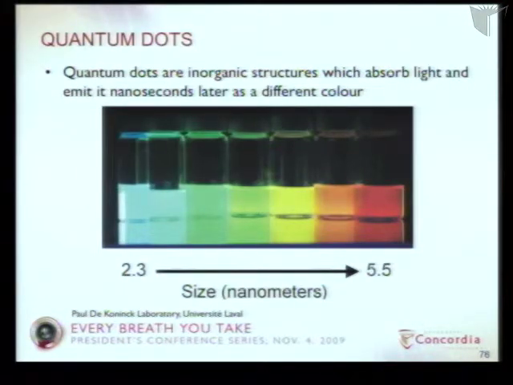Another way of seeing the properties is through the quantum dots, which are inorganic structures which absorb light and emit nanoseconds later at a different color. And you can see on here the quantum dots, again of different sizes, which are showing you different colors. That is, again, the property changes, the color changes as you go down in size, or in this case, as you increase in size, from 2.3 nanometers up to 5.5 nanometers.